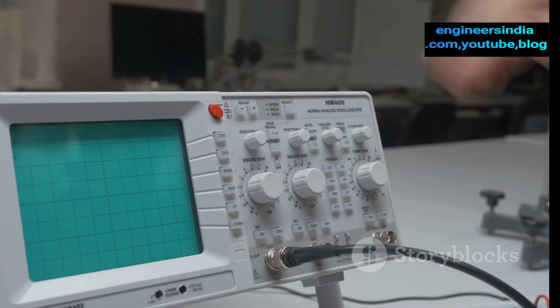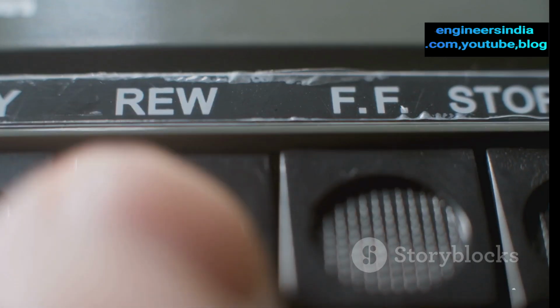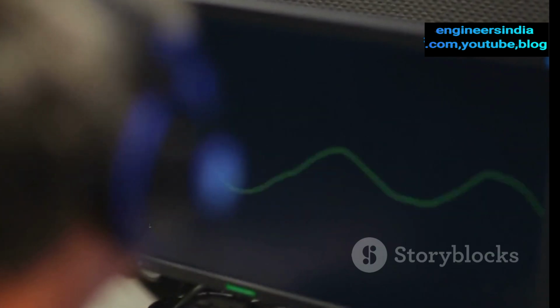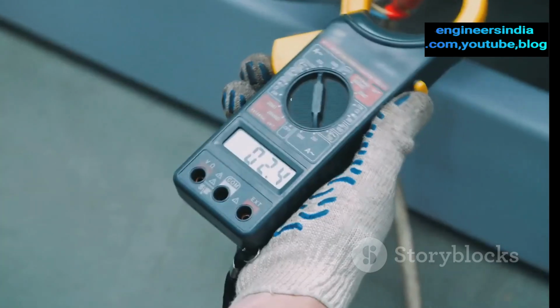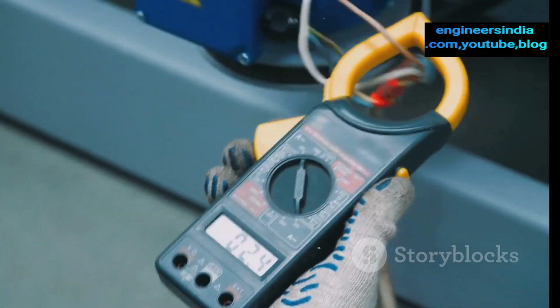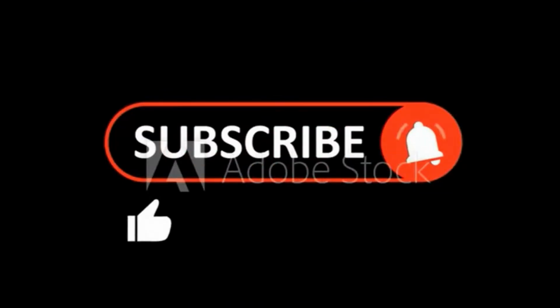Triggering stabilizes the waveform on the screen, making it easier to analyze. It's like hitting pause on a fast-moving scene. By following these tips and practicing your CRO skills, you'll be well on your way to mastering this invaluable tool. Remember, knowledge is power, and with the CRO, you have the power to unravel the mysteries of the electrical world.